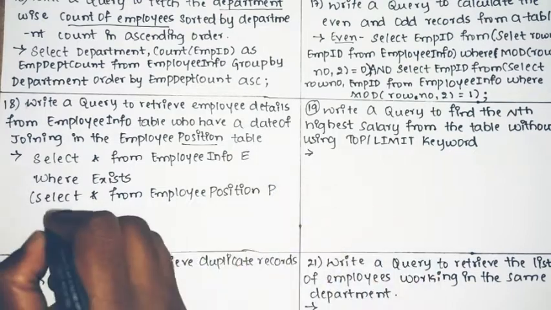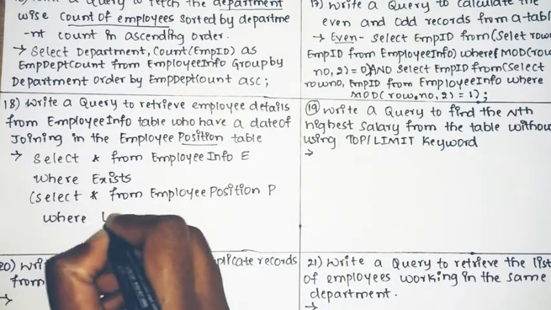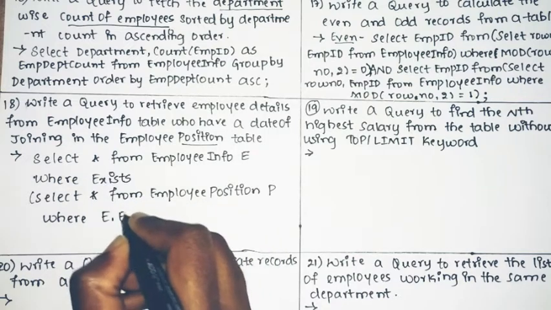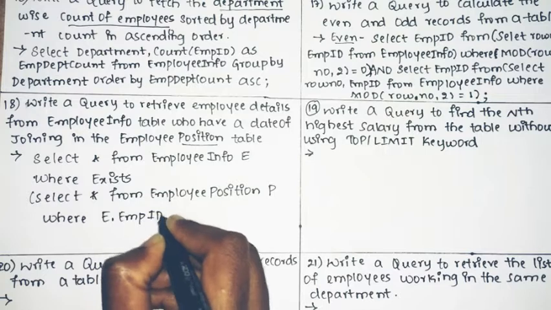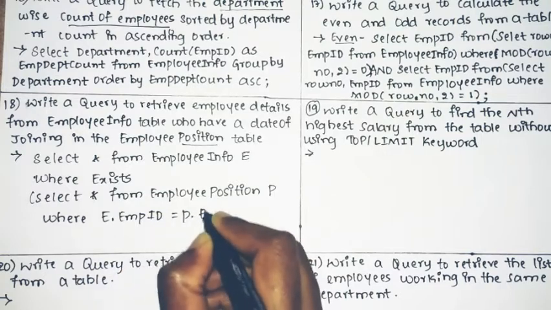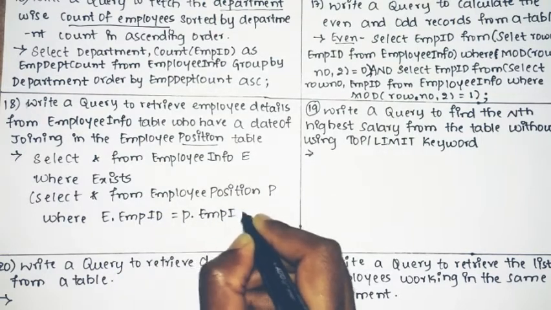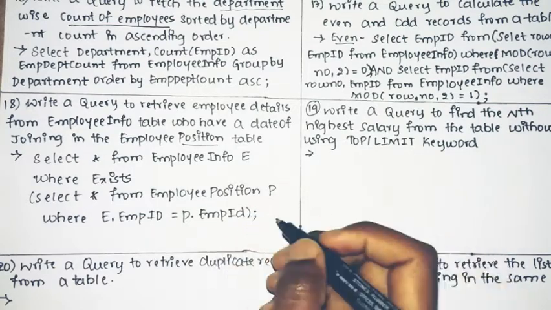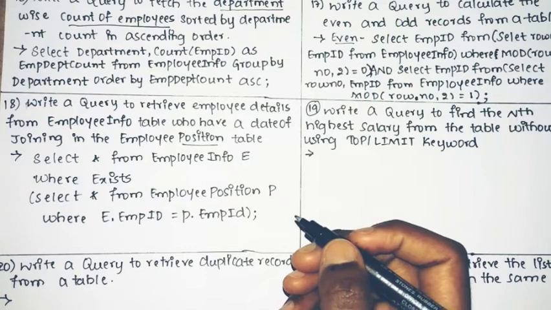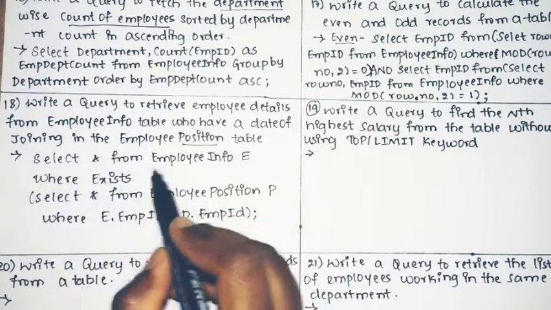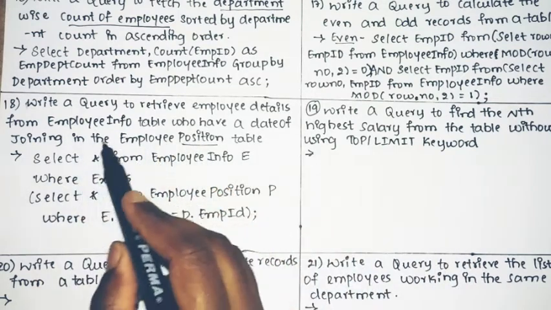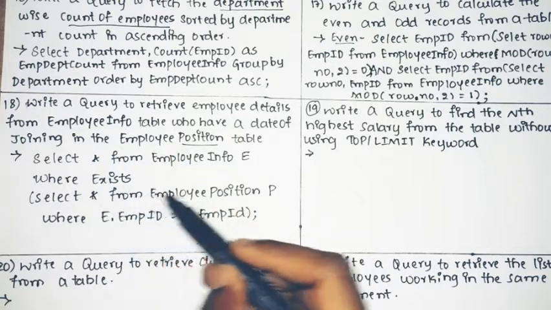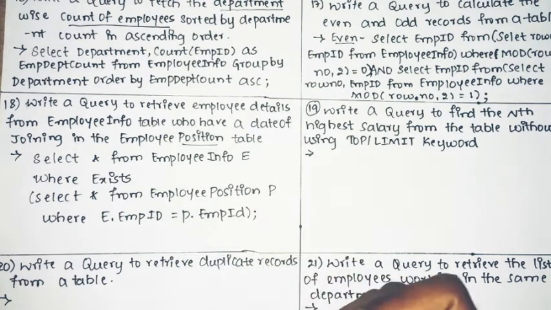P, where the common column between both the tables is employee ID. So where E dot employee ID is equal to P dot employee ID. If both of them match, then it displays the result. Then you are going to display the employee position table rows, if that exists. So you are going to display those rows.